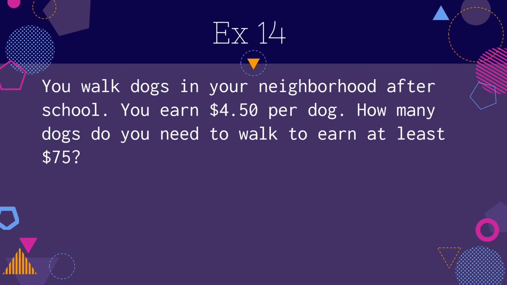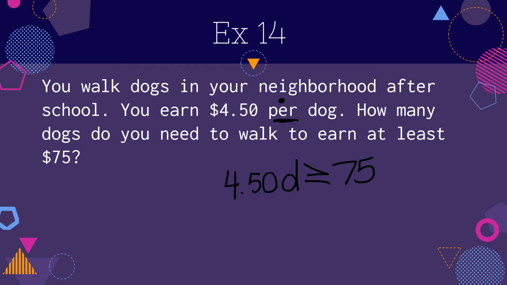You don't need to necessarily jot this down, but let's talk about this one quick. You walk dogs in your neighborhood after school, and you earn $4.50 per, meaning multiply, per dog. How many dogs do you need to walk to earn at least $75? Meaning, do I want to earn exactly 75? Yeah, that'd be okay. Do I want to have greater than 75? Yeah, that would be great. I want the money I earn to be greater than $75.